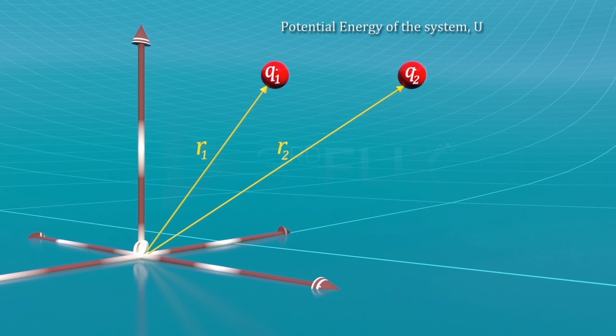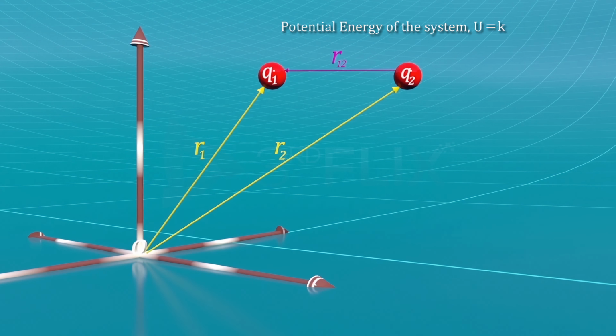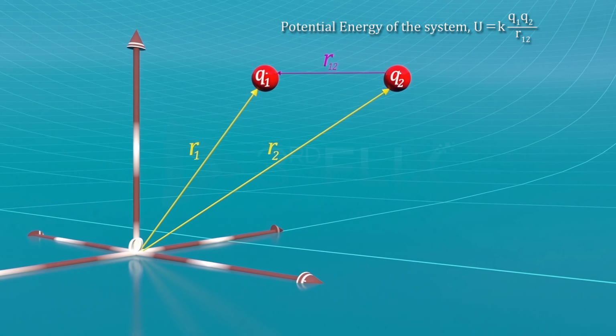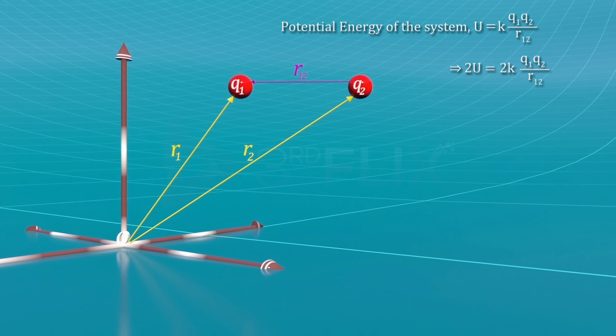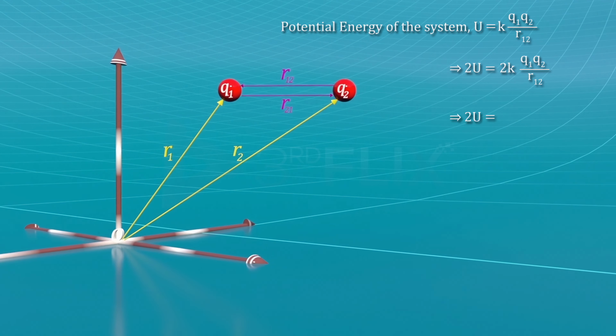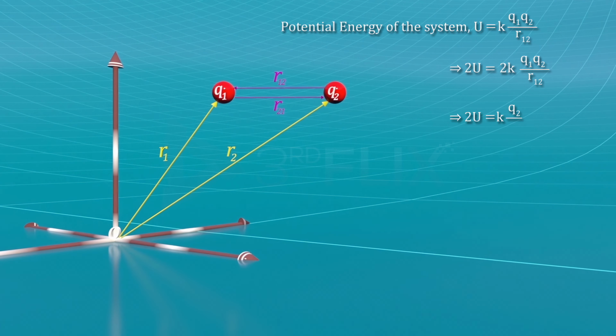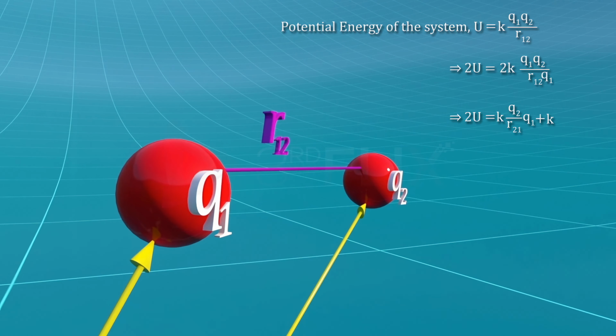Potential energy of the system U is equal to kQ1Q2 by R12. Let us multiply the equation by 2 on both sides. The right-hand side can be written as kQ2 by R21 into Q1 plus kQ1 by R12 into Q2.